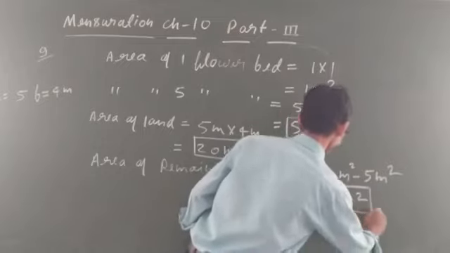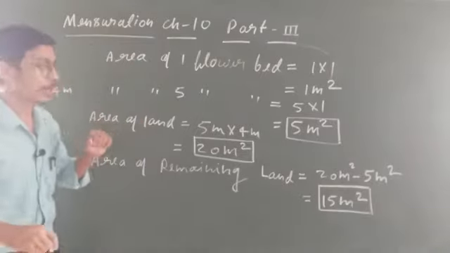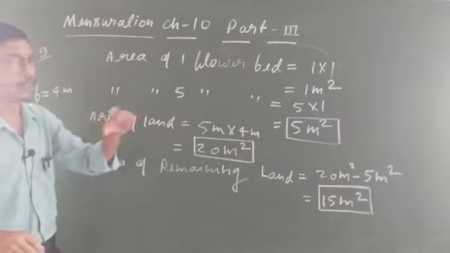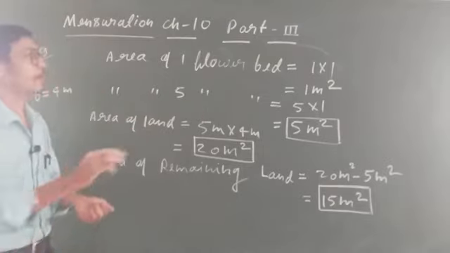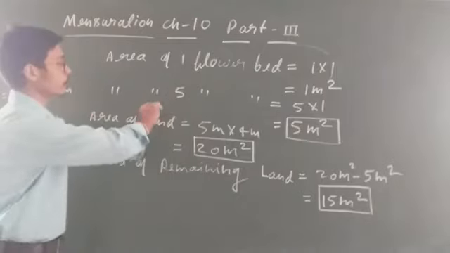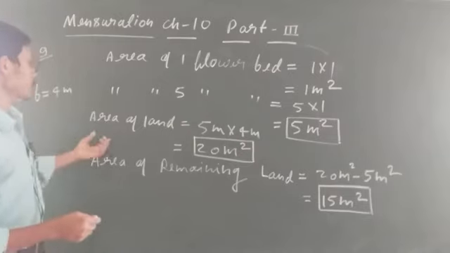This is your solution. Again, I am going to summarize it. First, we will find the area of one flower bed. We know that area is side times side. Side is 1 meter, so 1 into 1. So the area of 5 flower beds is 5 into the area of 1 flower bed. If you have to find 2, you will multiply by 2, but here it is multiplied by 5.